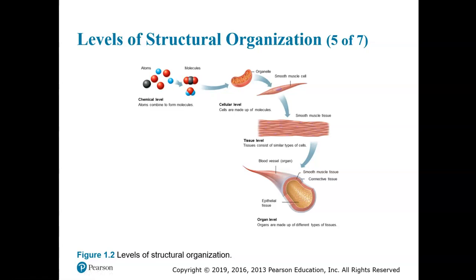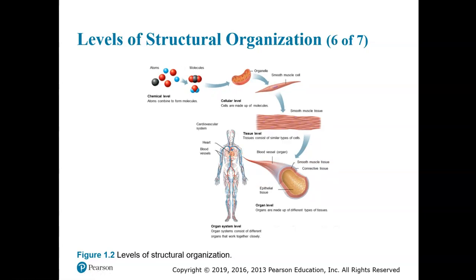We have smooth muscle tissue in the middle of the blood vessel. That's the inner layer of tissue. It is surrounded by epithelial tissue lining. The outside of the blood vessel is lined with epithelial tissue, and also the inside of the blood vessel is lined with epithelial tissue. And there's also connective tissue associated with a blood vessel.